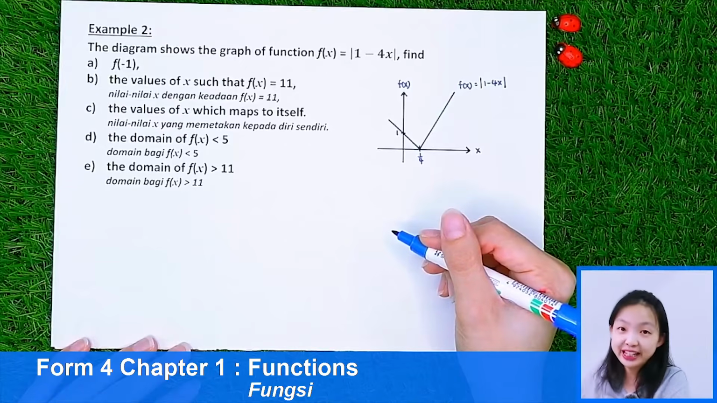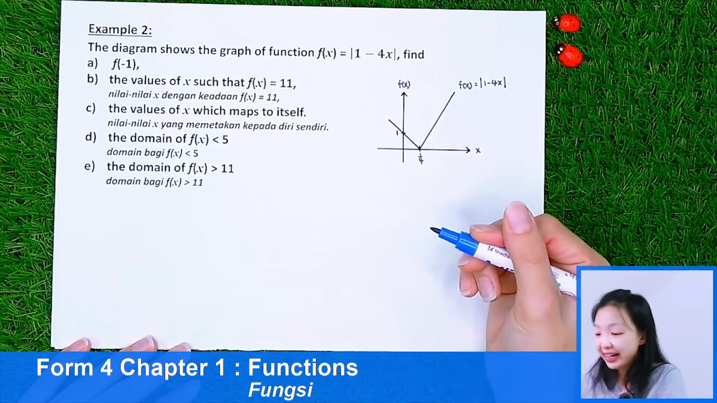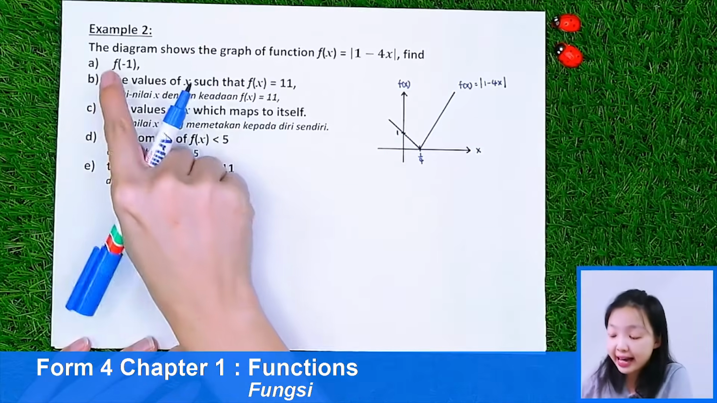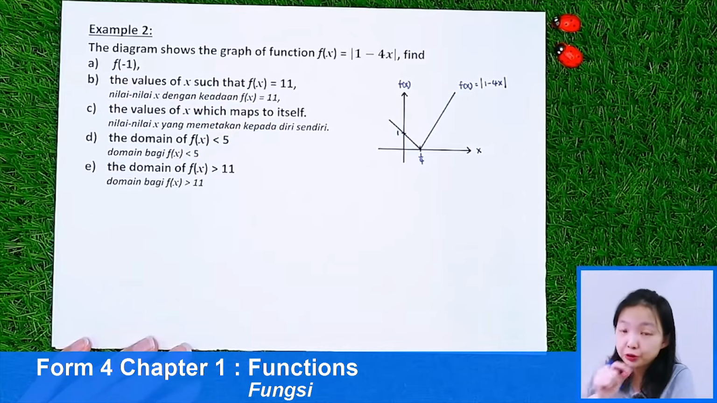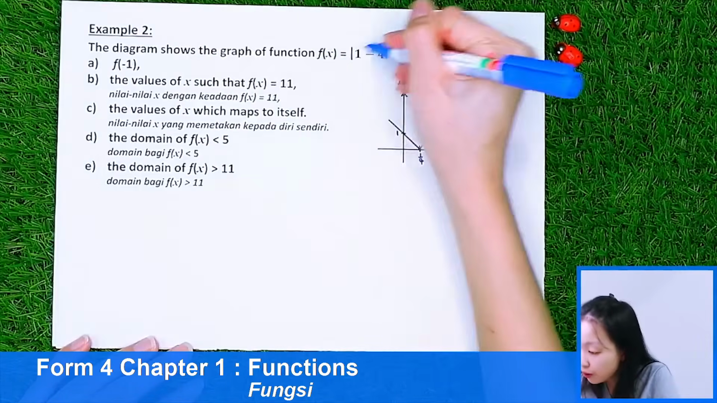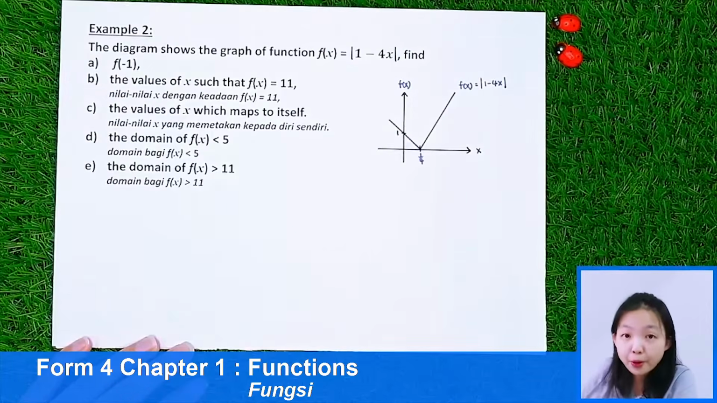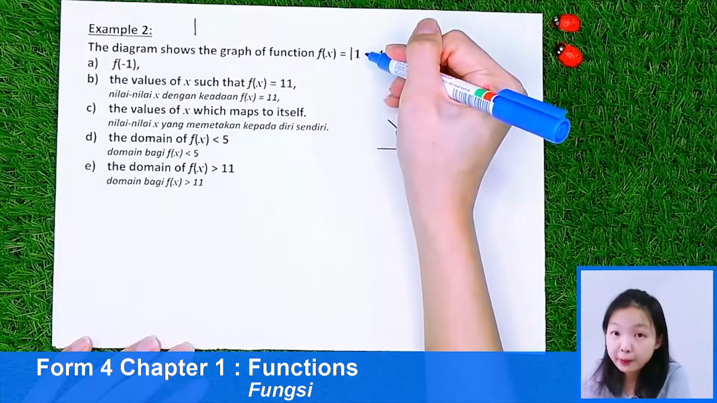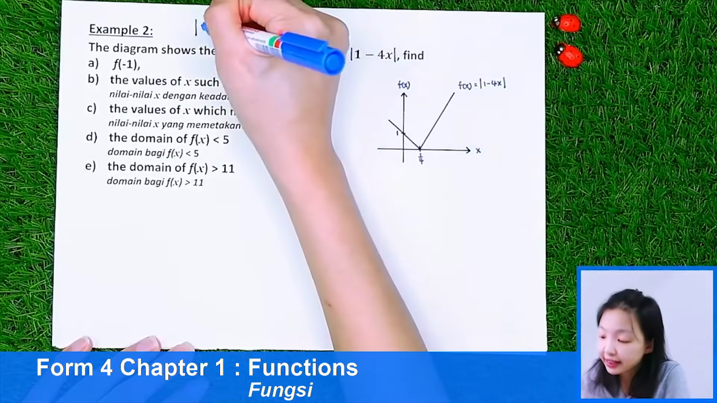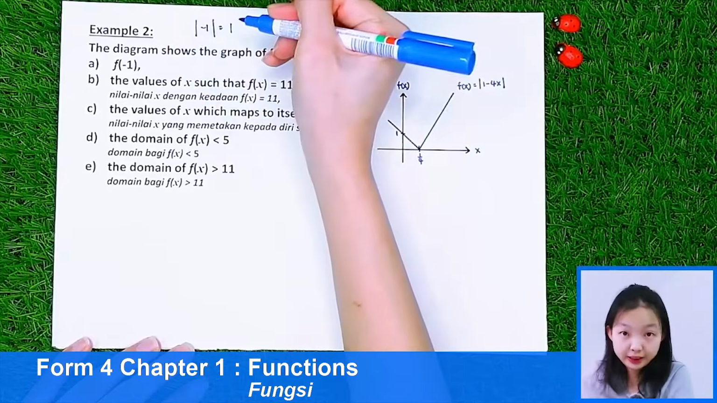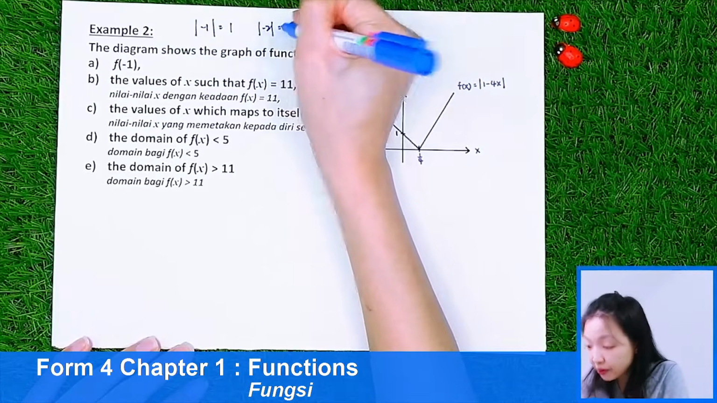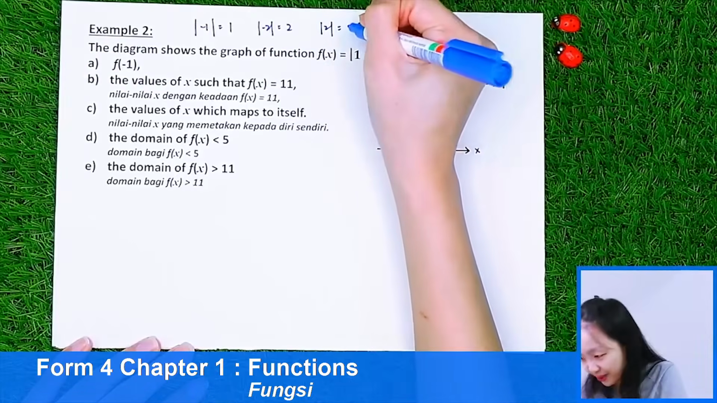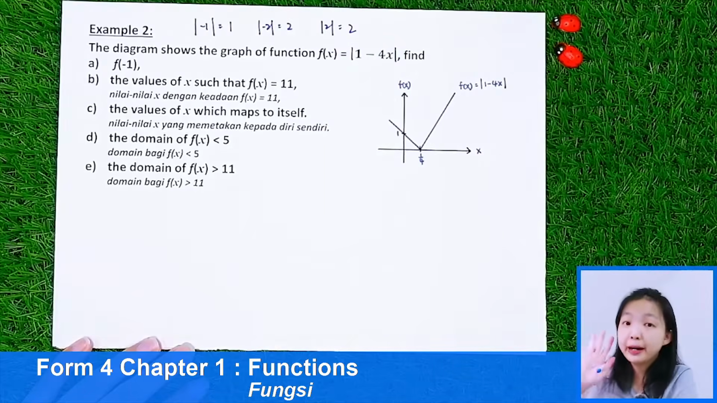Example 2. This is a long question. I hope you can pay attention, okay? The diagram shows the graph of function f(x) equals the modulus of 1 minus 4x. Find f(negative 1). Before I go to find the answer, let me introduce what this is. This is modulus. Modulus means every number inside here will become positive. Let's say negative 1, it will become positive 1. Negative 2 inside the modulus will become 2. A positive number is still positive, okay? All the numbers will become positive.